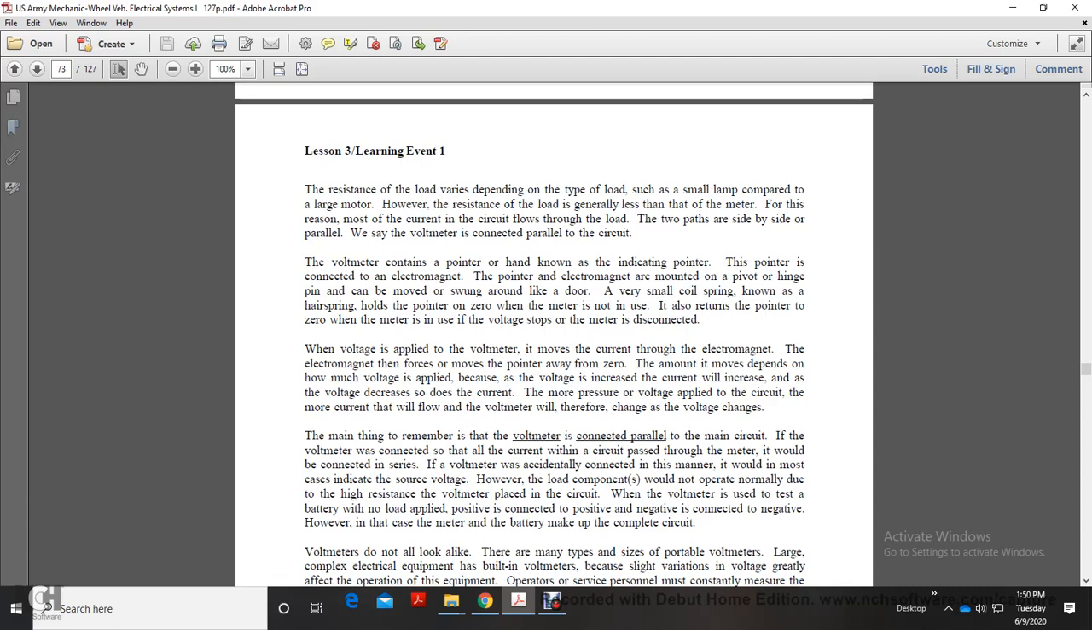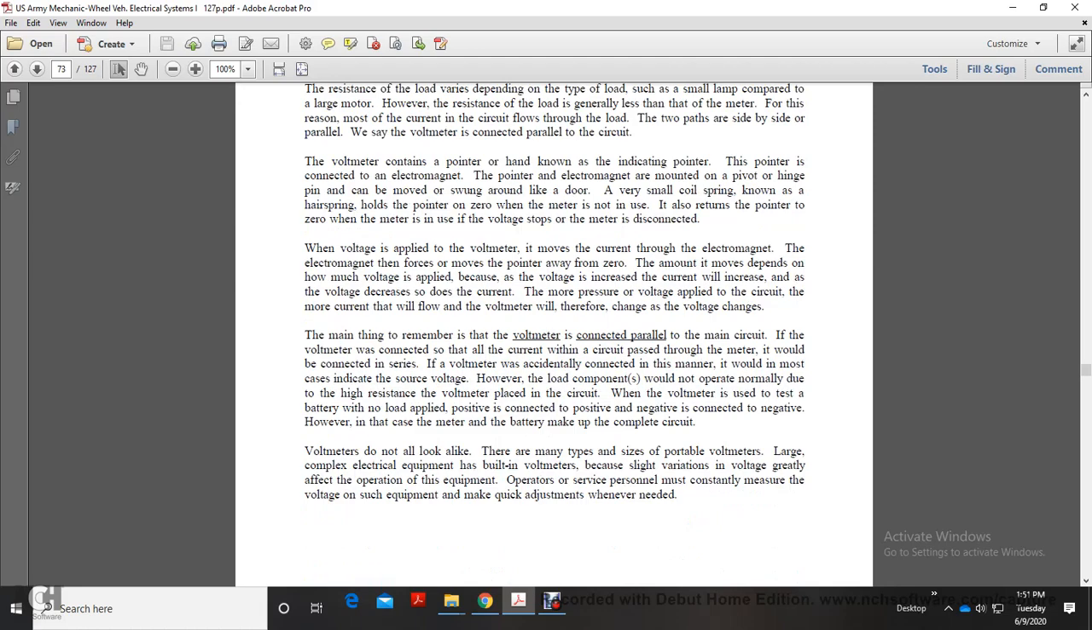A very small coil spring known as a hairspring holds the pointer at zero when the meter is not in use. It also returns the pointer to zero when the voltage stops and the meter is disconnected. When voltage is applied to the voltmeter, current moves through the electromagnet. The electromagnetic force moves the pointer away from zero. The amount of movement depends on how much voltage is applied.